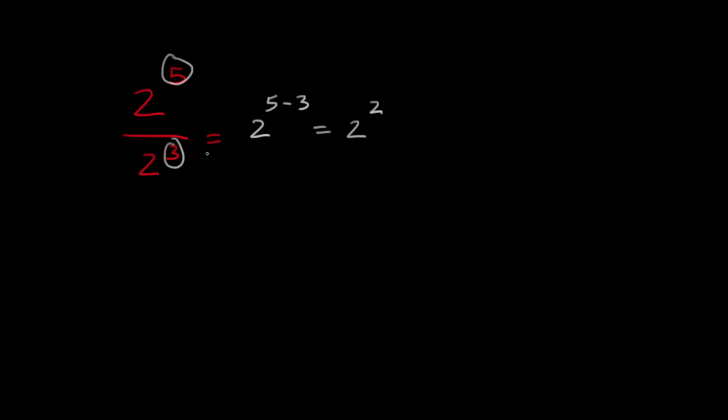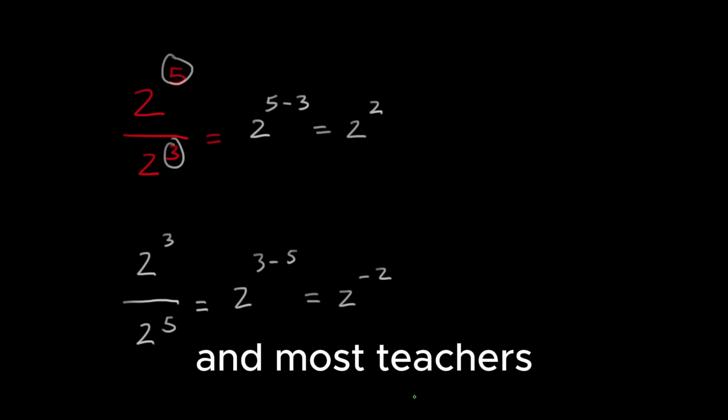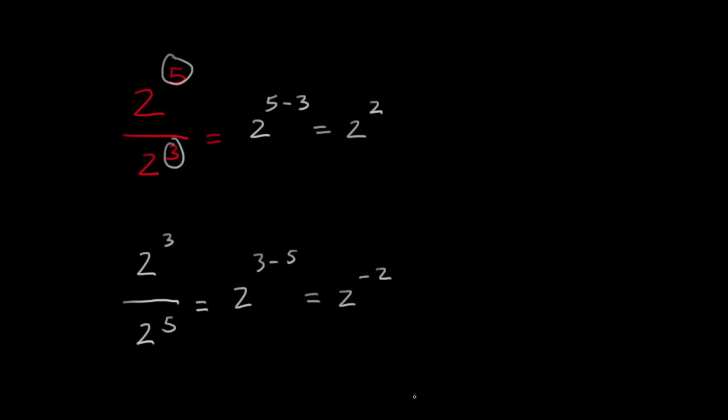Now, what if we were to flip this fraction? It'd be the same process, 2 to the power of 3 minus 5, but then you would end up with 2 to the negative 2. Now, in most textbooks, they will not let you leave the answer as a negative exponent. So this is where you need to learn the third rule of exponent laws: 1 over x is the same thing as x to the negative 1. Now, if we apply this rule to our example down below, that means that 1 over 2 squared is the final answer for this question.